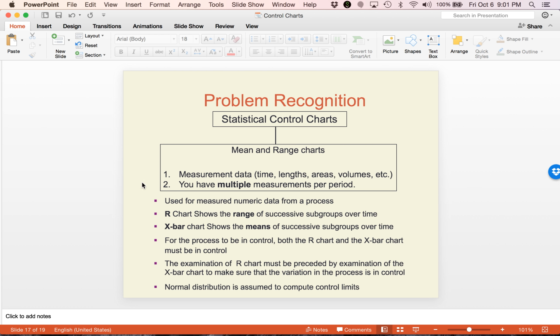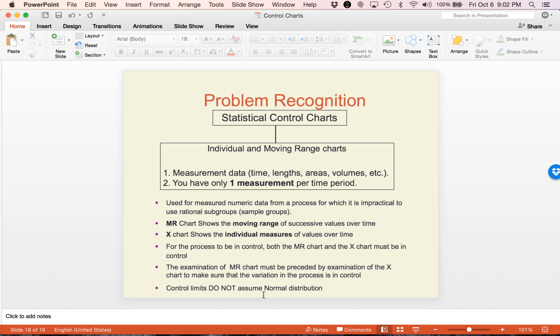Turns out for most sample data, if we have numerical data and we have actual sample sizes, assuming that the variability for the range and for the sample averages is normally distributed is actually quite reasonable. Many people are concerned about that, but it turns out to be not a problem at all.